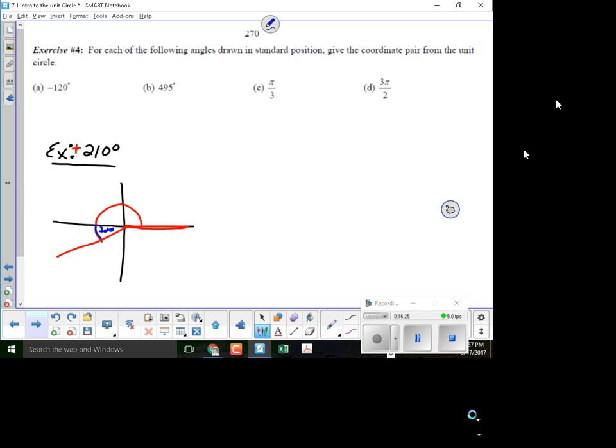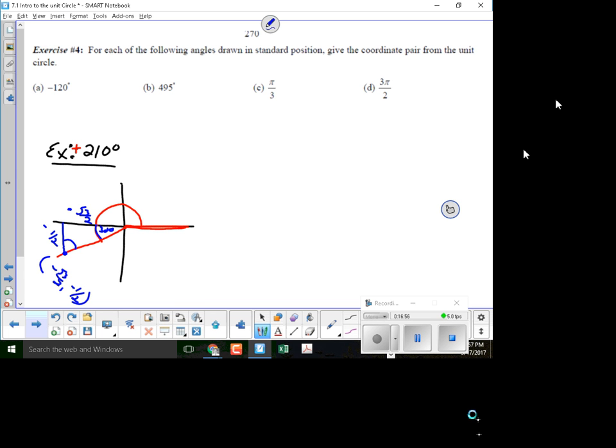So I know what triangle I'm using. Drop your perpendicular. 30 across from that is a half, but it's negative. This is going to be your 60. Across from that is going to be rad 3 over 2, but it's going to be negative. So the coordinates here are negative rad 3 over 2, negative 1/2. For each one of them, you have to draw a rotation diagram.